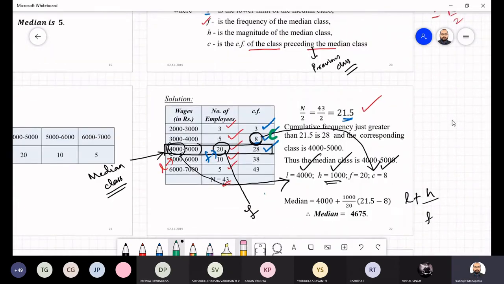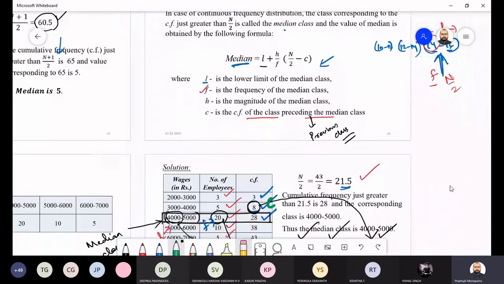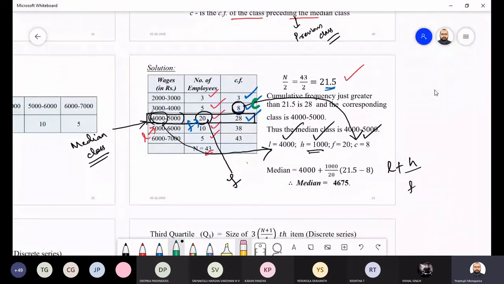L plus h by f, then n by 2 minus c. So what is n by 2? n by 2 is h by f, then n by 2 minus c. So here your L is nothing but your 4000, then plus h. h is nothing but 1000 divided by f. f is the frequency of the median class.